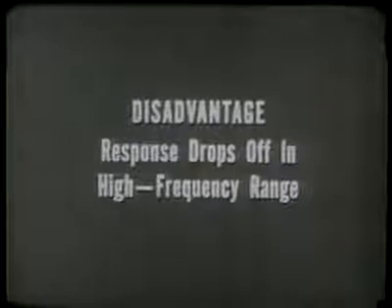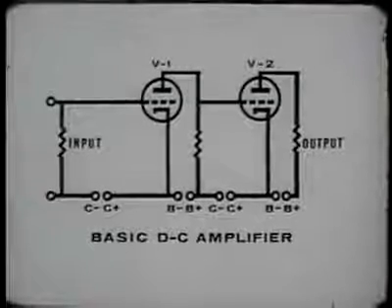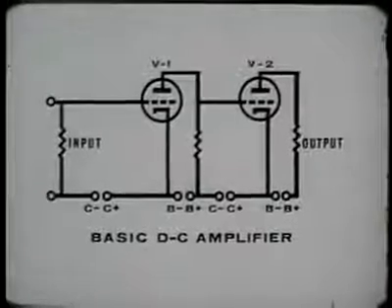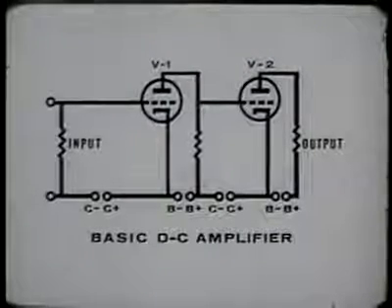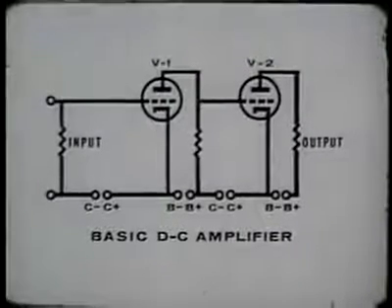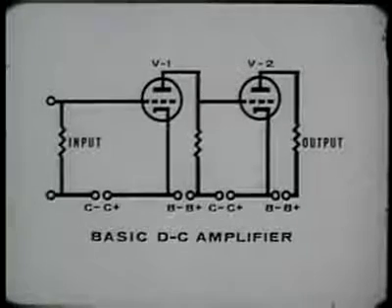Chief disadvantage of DC amplifiers is that due to distributed capacity in the circuit, the response drops off in the high frequency range. Direct coupled amplifier circuits are used chiefly in vacuum tube voltmeters, in oscilloscope deflection amplifiers, and in radio teletype circuits.